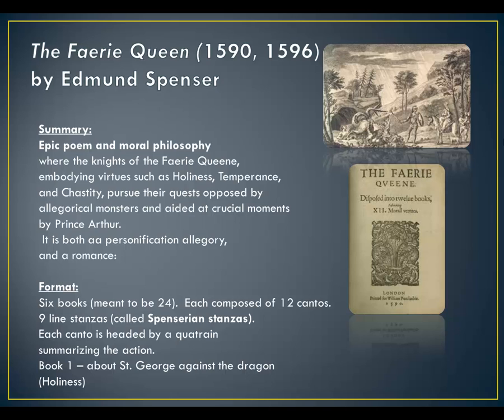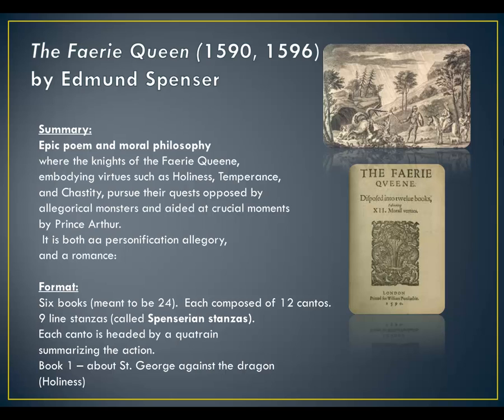But what's happening, the summary is that the Knights of the Faerie Queene, embodying virtues such as holiness, and that's the first, Red Cross in the first book, he is supposed to embody holiness, temperance, and chastity, pursue their quest opposed by allegorical monsters, and aided at crucial moments by Prince Arthur, and that is Arthur. It is both a personification allegory and it's a romance.